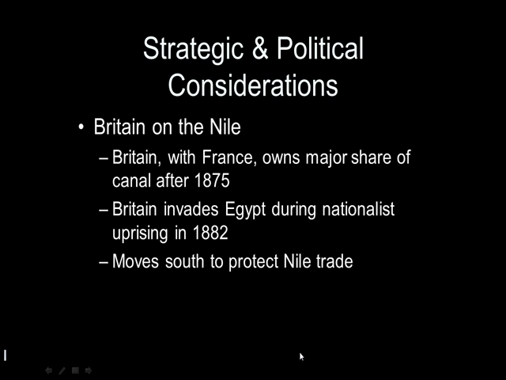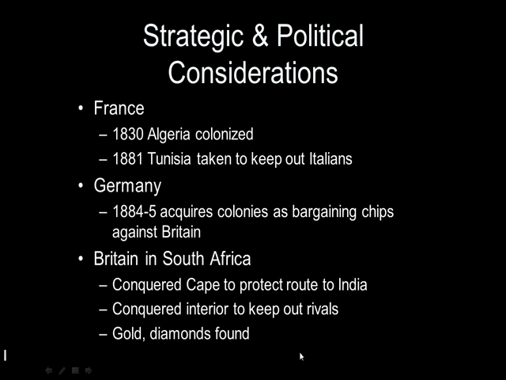Britain started off with Egypt. It colonized Egypt in 1882 in order to protect its access to the Suez Canal, and I'll show you a map in a moment. But in order to protect its Egyptian colony, it moved south and conquered the Sudan. And then to protect trade along the whole Nile River, it just kept conquering land surrounding the Nile River until it got to the beginning of the Nile River, hundreds of miles away.